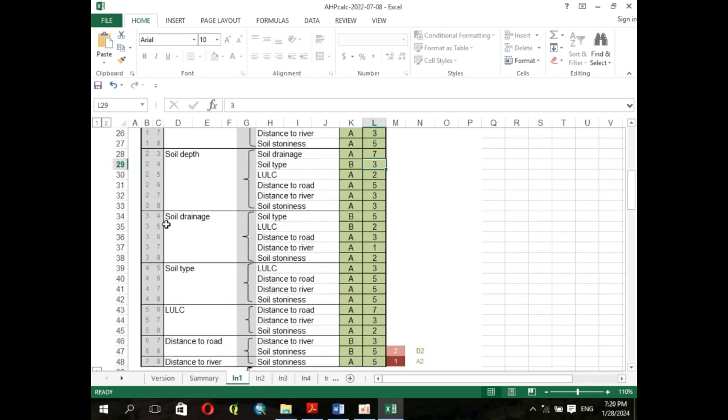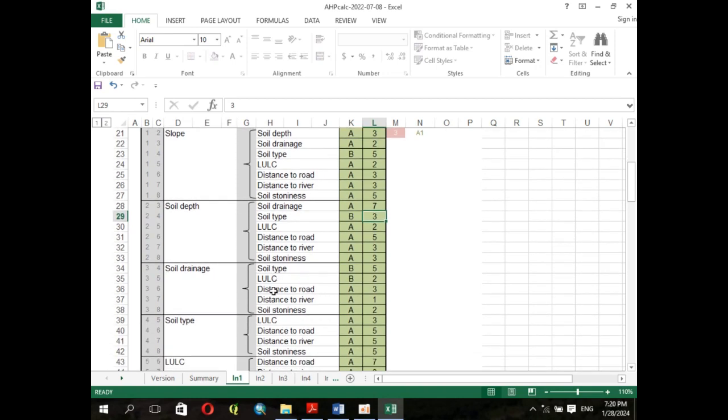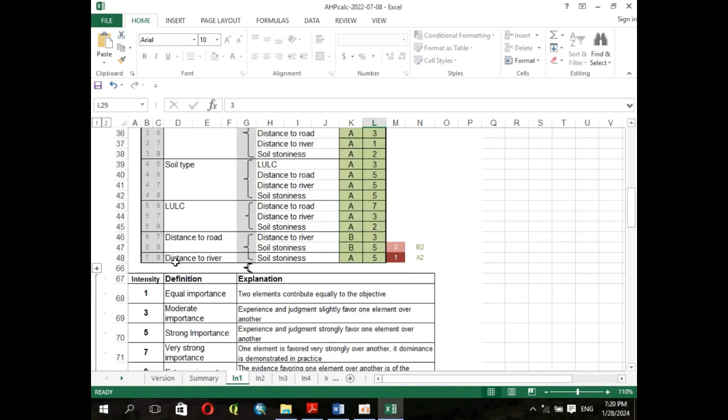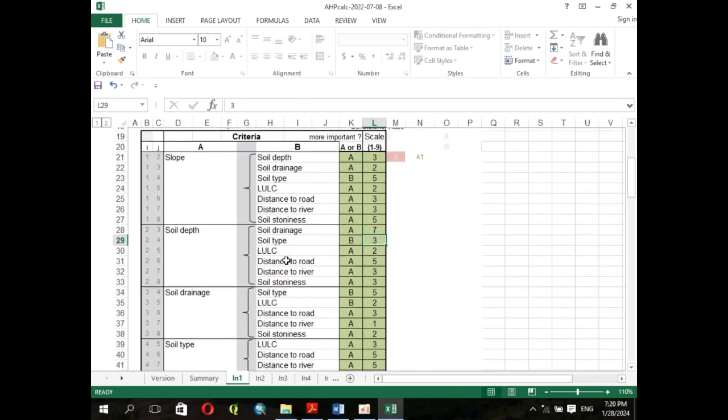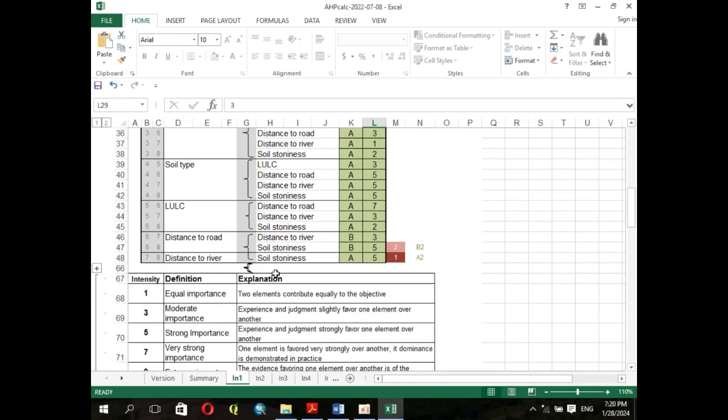You see, in a similar way we can compare the soil with the 6 parameters, the soil depth with the remaining 5, soil drainage with the remaining 4, and the like, up to distance to river with soil stoniness. And the soil stoniness is by default compared with all the parameters: soil stoniness with slope, soil stoniness with soil depth, soil stoniness with soil drainage, and finally the soil stoniness with distance to the river. Therefore, we have done the sensitivity analysis in such a way.